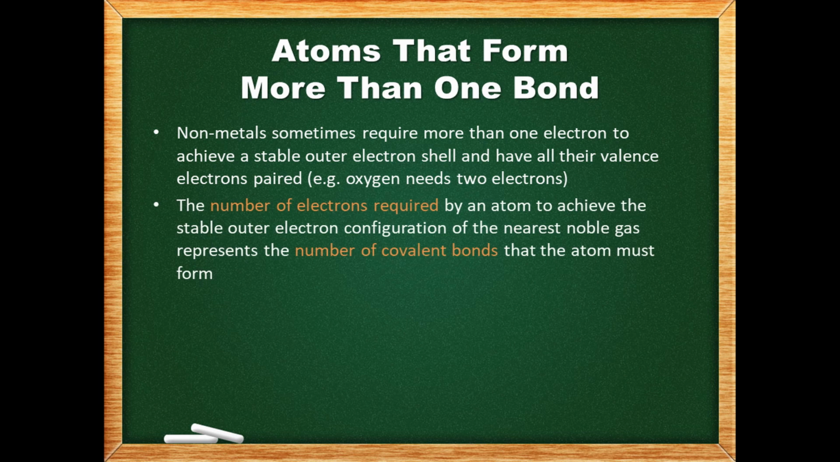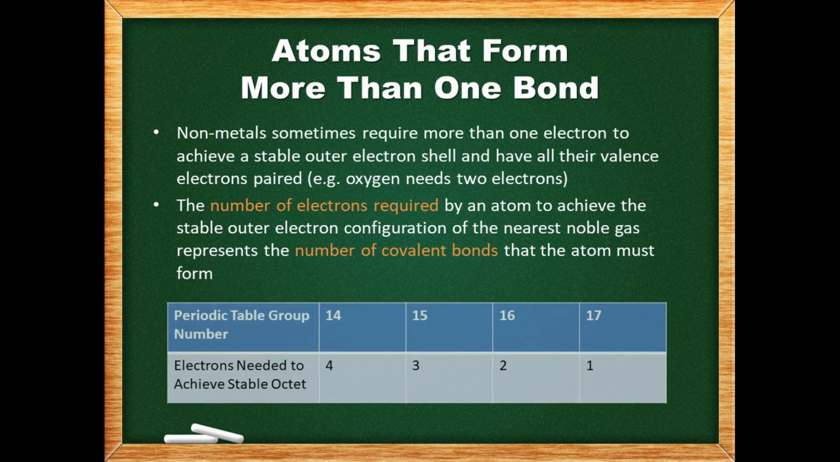The number of electrons required by an atom to achieve the stable outer electron configuration of the nearest noble gas, or in other words become isoelectronic with the nearest noble gas, represents the number of covalent bonds that the atom must form. Looking at the groups of nonmetals, we can predict how many electrons are needed to achieve a stable octet, and thus how many bonds must be formed.